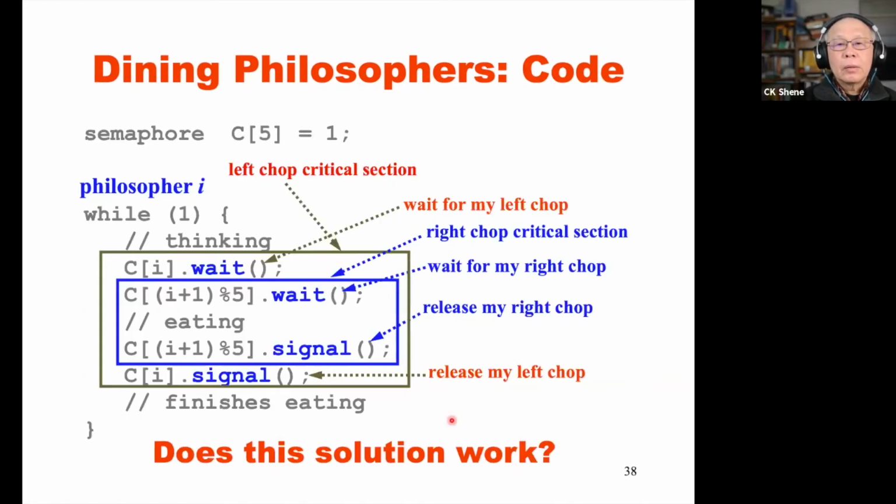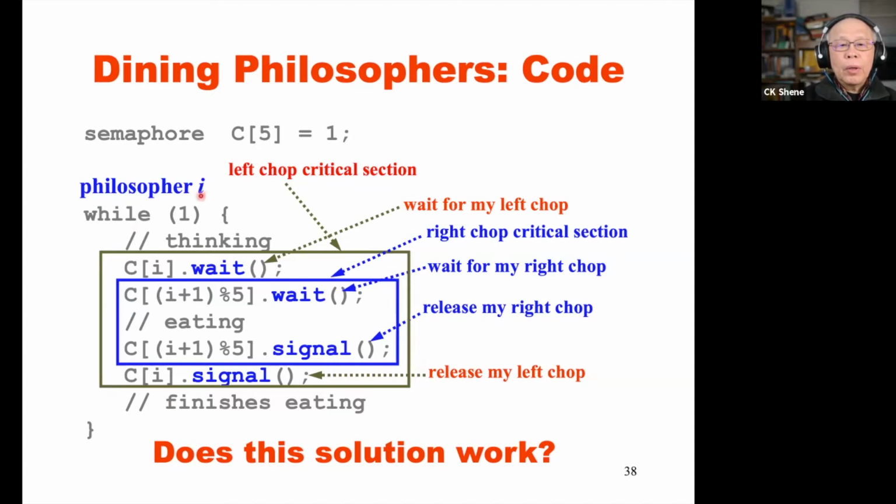Then immediately, many of you may come up with this solution. We have an array of semaphore C, 5 elements with initial value 1 to each. So for philosopher i, he simply continues the thinking, eating cycle. So this is the eating cycle.